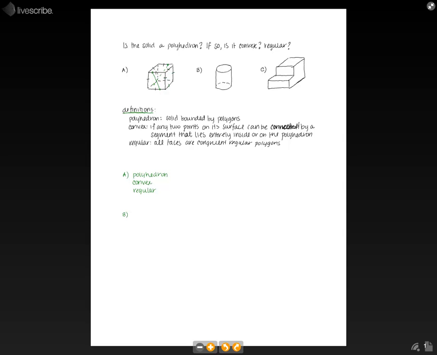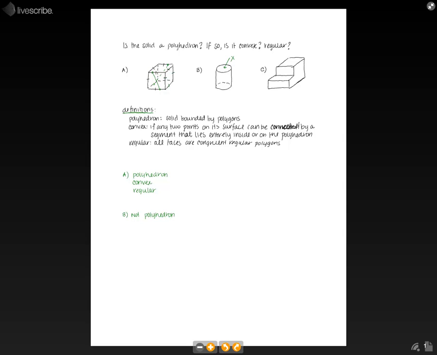Alright, so for part B, let's see here. So the first question is it a polyhedron? Solid bounded by polygons. So this face right here, this face is a circle. That's not a polygon, which means that this is not a polyhedron.